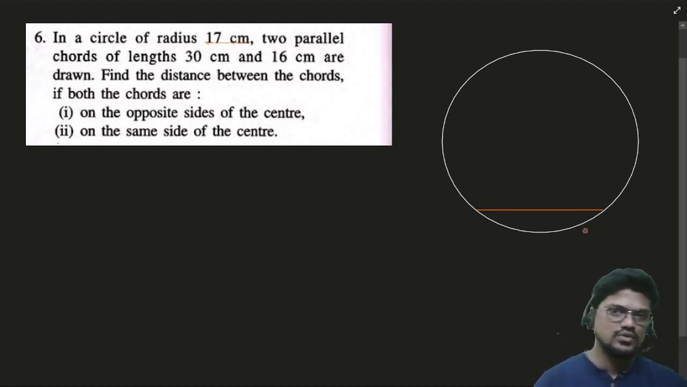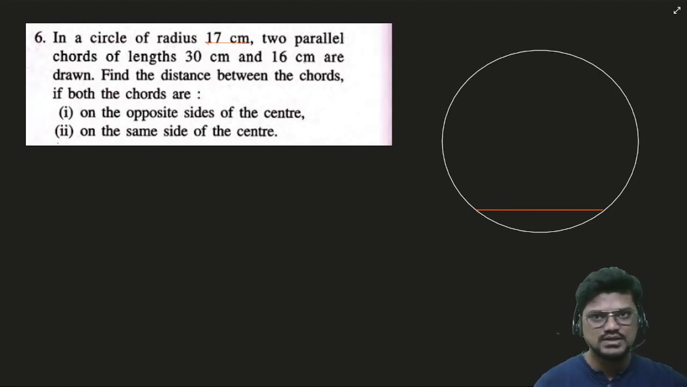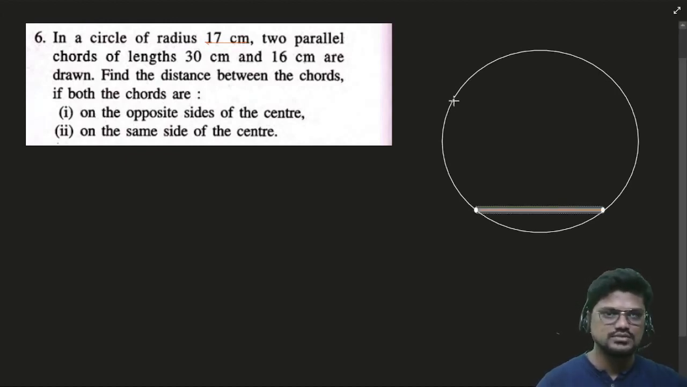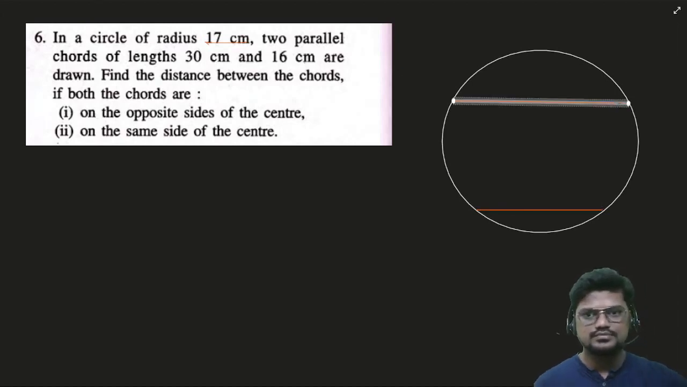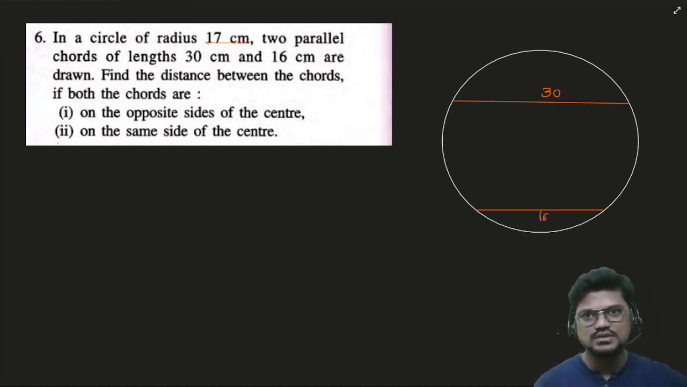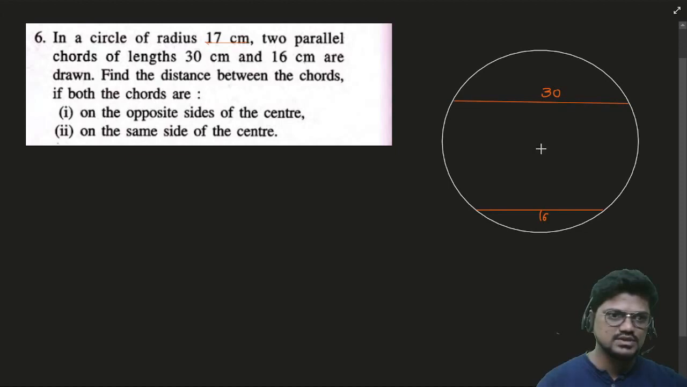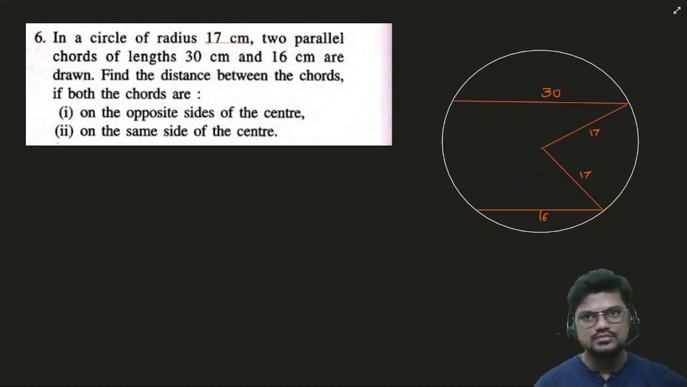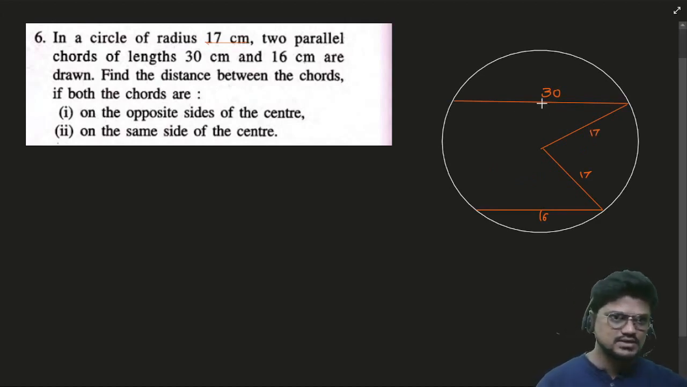Okay. Now over here, in a circle of radius 17 centimeter, two parallel chords of length 30 and 16. Means one chord is of 30 and the other chord is of 16. Fine. I will draw these two chords. Now, suppose this is 30 and this is 16 and the radius of the circle is 17. If this is the center, the radius of the circle is 17. Got it? What you need to find? You have to find the distance between them.